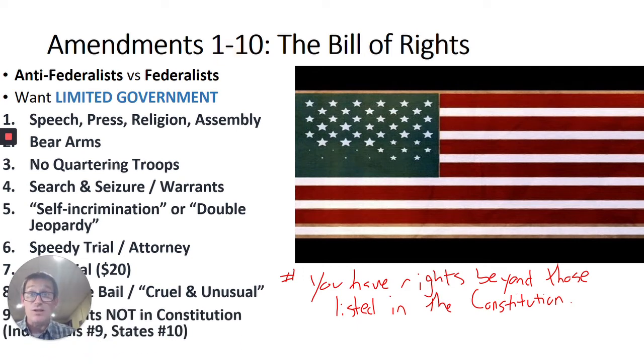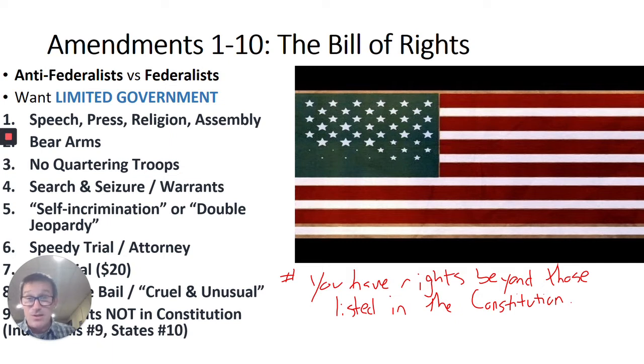Number 9 relates to individuals and says that you have certain rights that are not listed in the Constitution, okay? Just because it's not there doesn't mean you can't have other rights as well. Number 9 is for individual people. Number 10 spells out the same sort of principle, but for states.